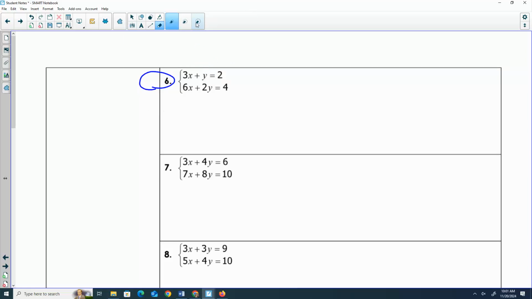We cancel them when their coefficients are the same number but opposite. All right, so this is a positive 1 and a positive 2. What would I have to multiply by? Negative 2. Make sure you take everything times negative 2. That's a mistake I'm seeing. Negative 2 times 3x is negative 6x. Negative 2 times 1y is negative 2y. Negative 2 times 2 is negative 4. We did not change the second one.